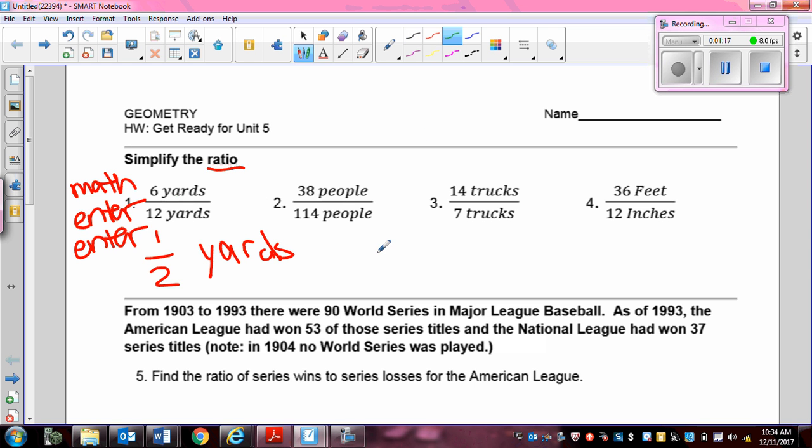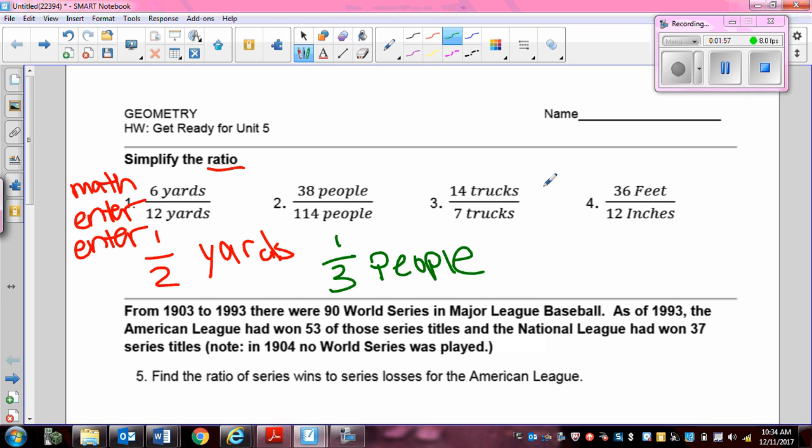38 over 114, we know that my answer is going to have people in it. And we're going to write that in there, 38 divided by 114. Plug that into your calculator, press enter. And then press math, enter, enter. And it doesn't give us anything. That means we cannot simplify it. Hold on, I can do that. 38 divided by 114. Yep, 1/3. Good. So that does simplify. So 1/3 of the people.